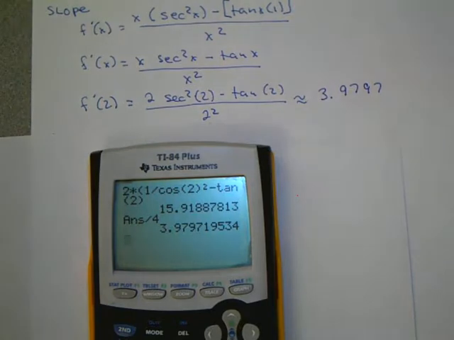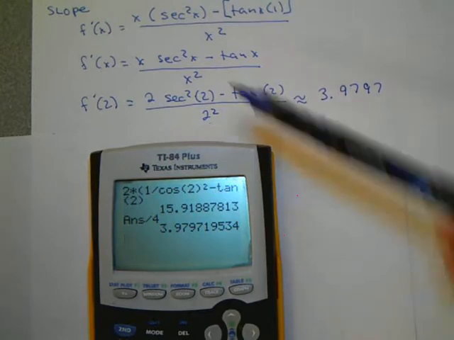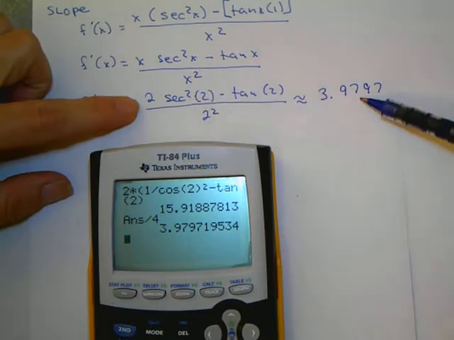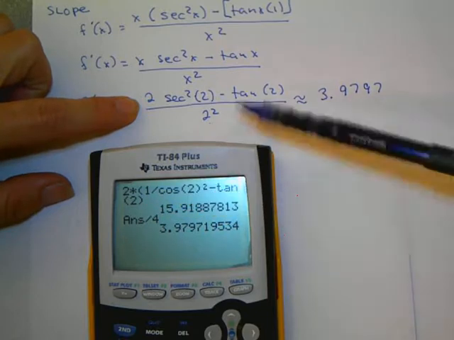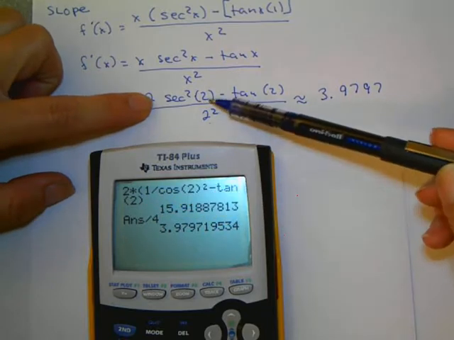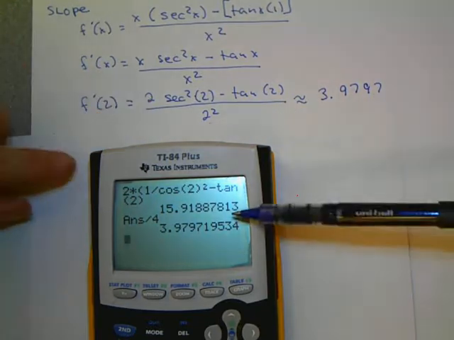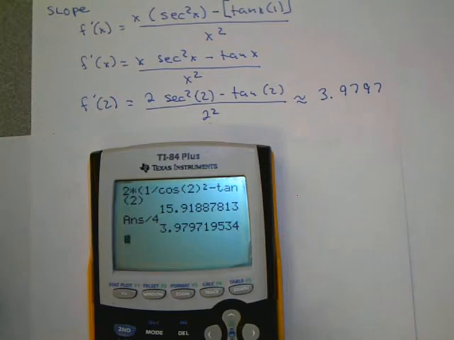After I figured out from my last video, I forgot to square that cosine. That's the secant squared. So to get to the right slope, we need to take 2 times 1 over the cosine squared of 2 squared minus the tangent of 2. And then when you find that, you've got to divide it by 4. So there is my slope, and I'm going to store that as b.